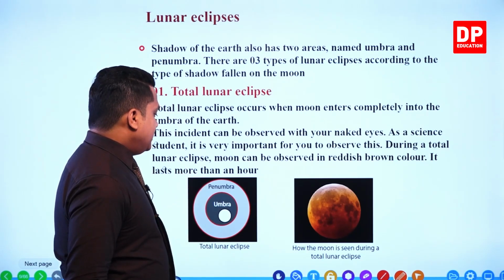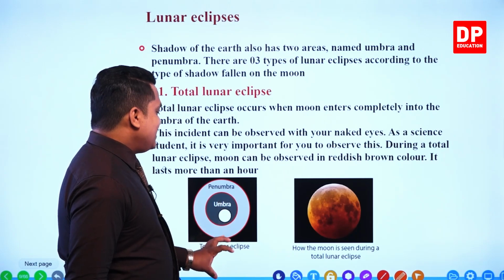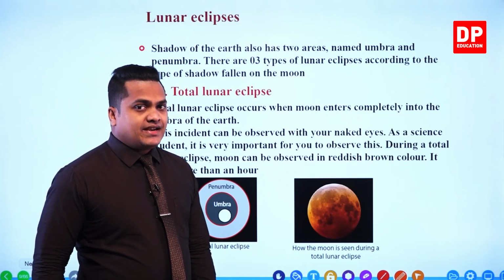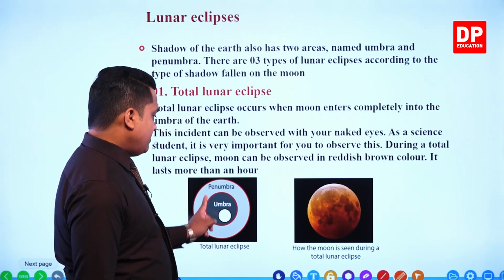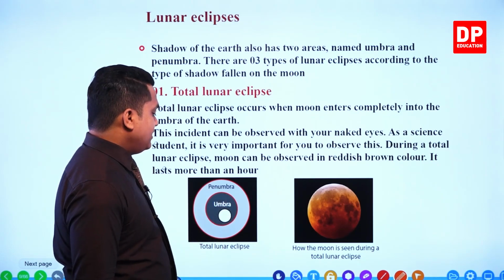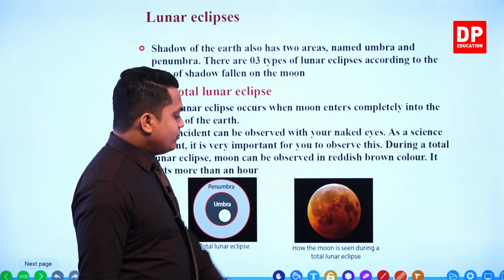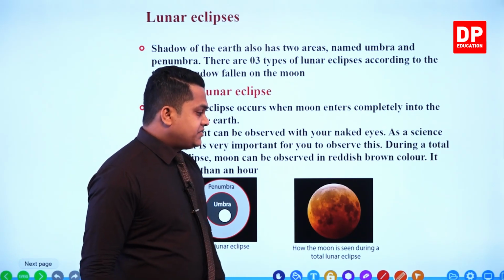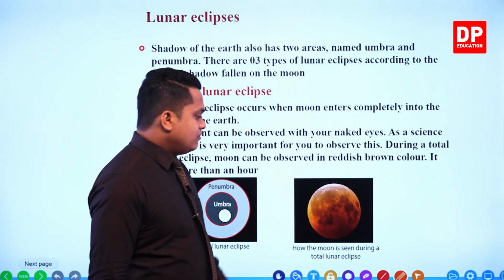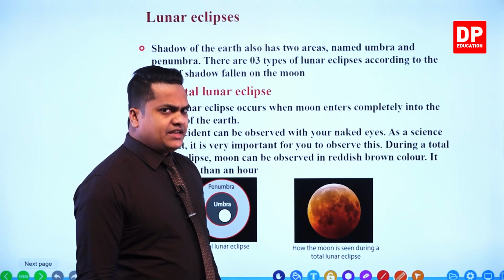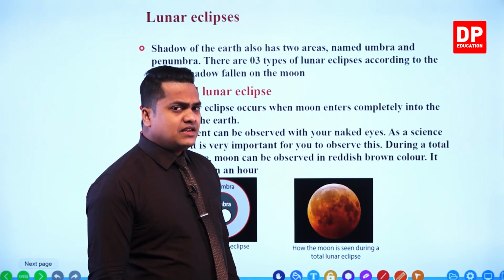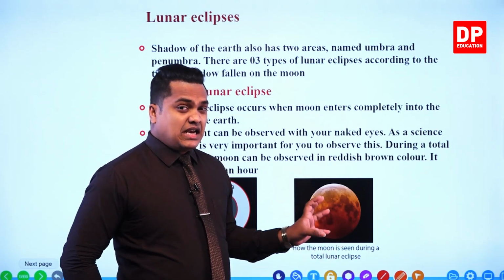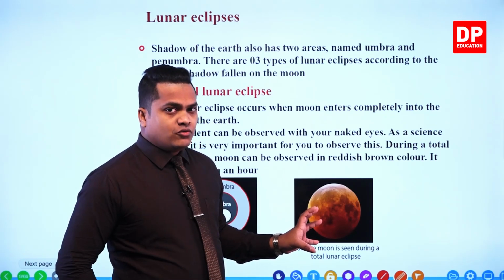Here, the moon is entirely located within the umbra region of the planet Earth. You can see it very clearly within the figure. And this is how the moon is seen during a total lunar eclipse. It is somewhat different in color. Normally you can observe it as a bright light color object, the moon during a full moon day.